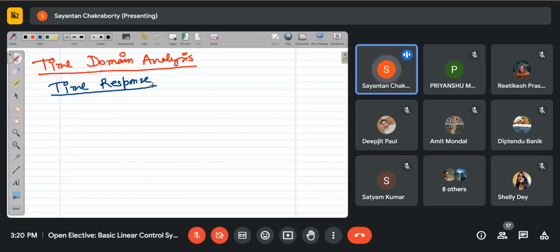So I think I have mentioned there's a fine difference between the two terms, output and response. Can anyone enlighten us? What is the difference between an output and a response? Anybody?